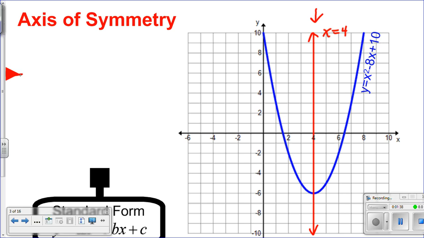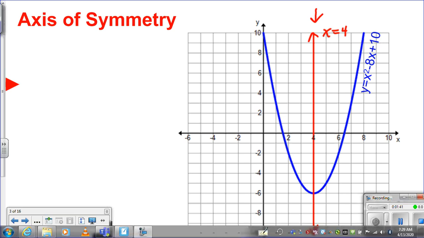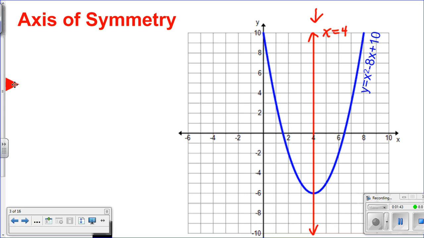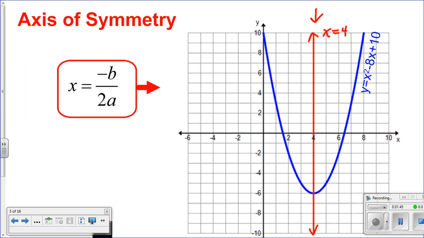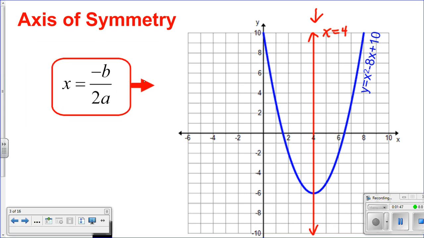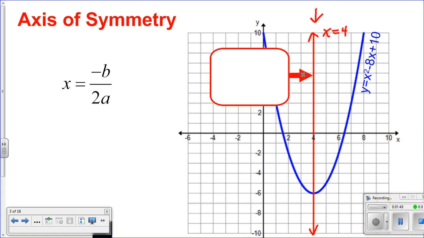So if I take a look at the equation of this line, whoops, let's bring this over, it is the line x is equal to negative b over 2a. That formula actually comes from the quadratic formula. It's everything in the quadratic formula except for the radical.